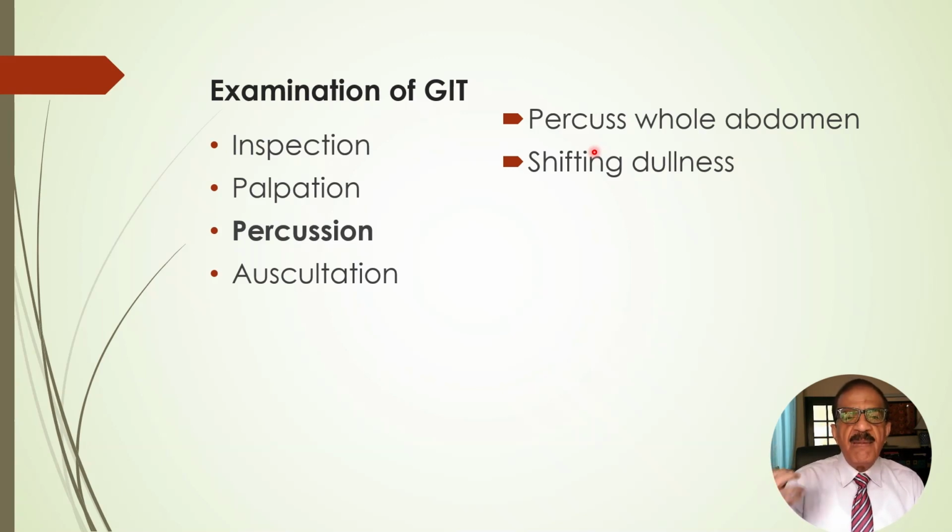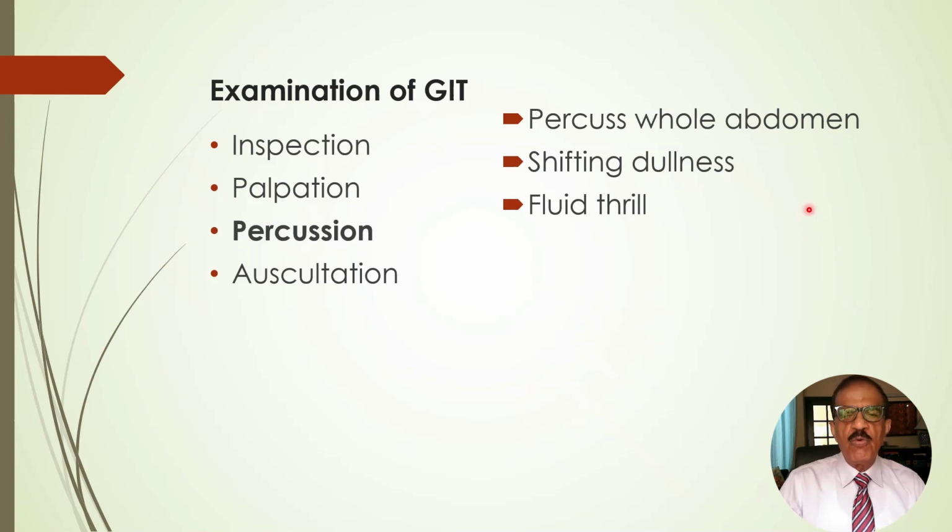Although sometimes if there is a large amount of fluid in the intestine, that can also exhibit this sign, but it will not be that prominent. Okay, so shifting dullness may be done on one side or both sides to demonstrate that there is something that shifts and that something is fluid. And then you build up the differential diagnosis of ascites.